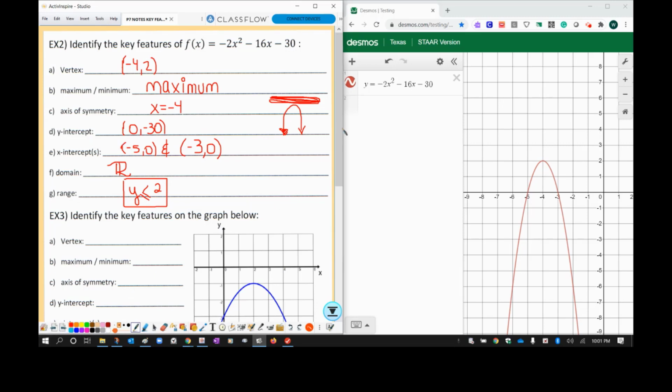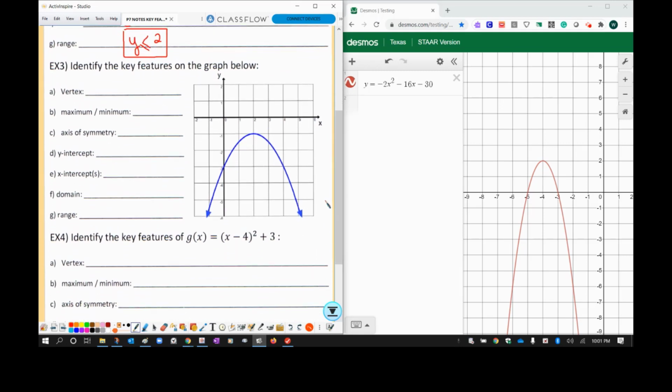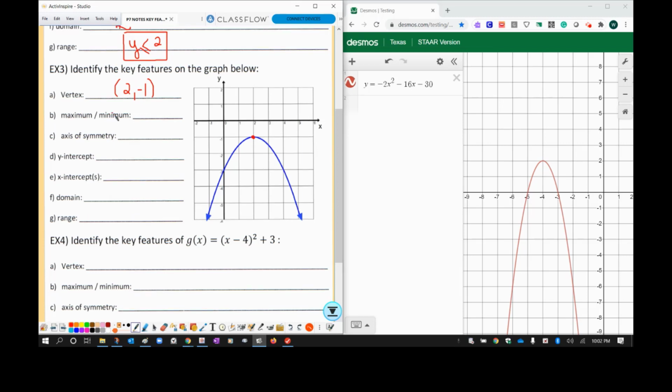Okay, very good. So now we're going to try example number 3. Example number 3, we already have the graph for us. So right there, we're going to find the vertex, which is 2, -1. Now we're going to decide if it's a maximum or minimum. So we notice that it's a maximum. The axis of symmetry is going to be right here, which should be x equals 2. The y-intercept will be this point right here, which should be 0, -3.